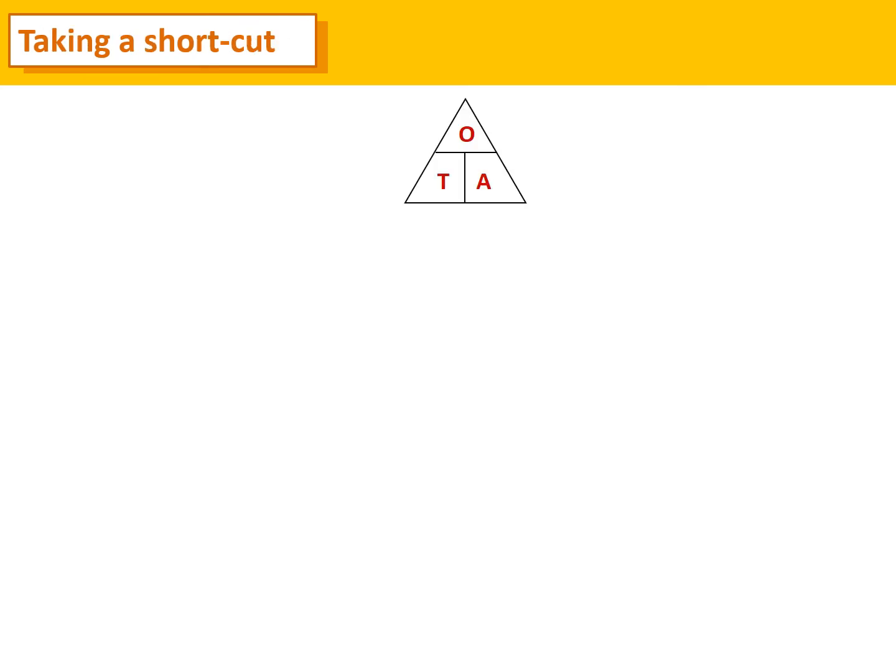There is a little shortcut which is shown on the screen. T represents tangent, O represents opposite, and A represents adjacent. It's telling us that the tangent is the opposite divided by the adjacent. When we wish to find the opposite side, we put our finger over the O in the triangle and we're left with T and A next to each other. In maths, when you have two letters next to each other, that means multiply by, so that's telling us the opposite is the tangent of the angle multiplied by the adjacent side.